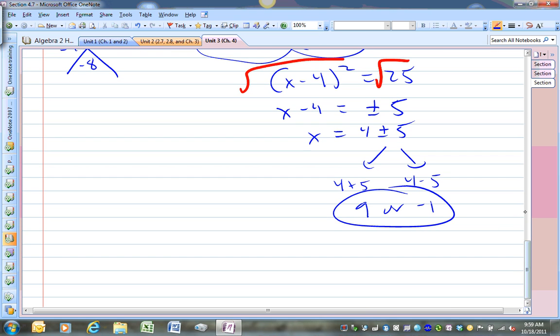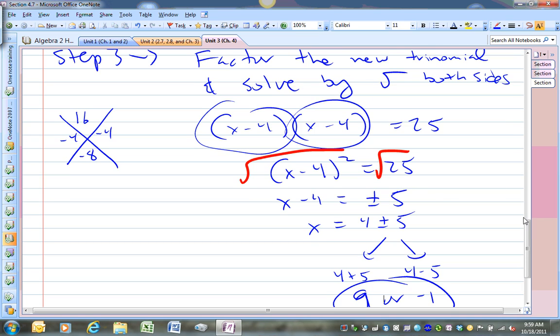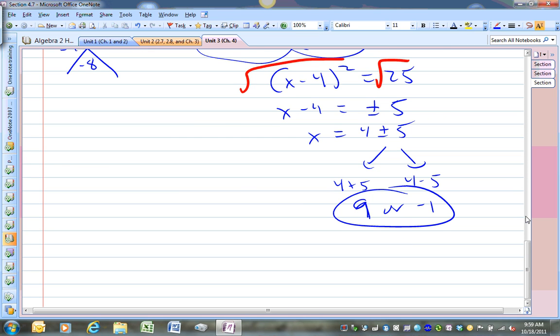So it's a pretty nifty technique. It can be very powerful for some stuff we can do later on in the year. We're also going to use completing the square to derive the quadratic formula, so you never have to memorize it. You can actually just derive it by using this technique that you just learned. Let's try one more example, and then I'll finish the video.